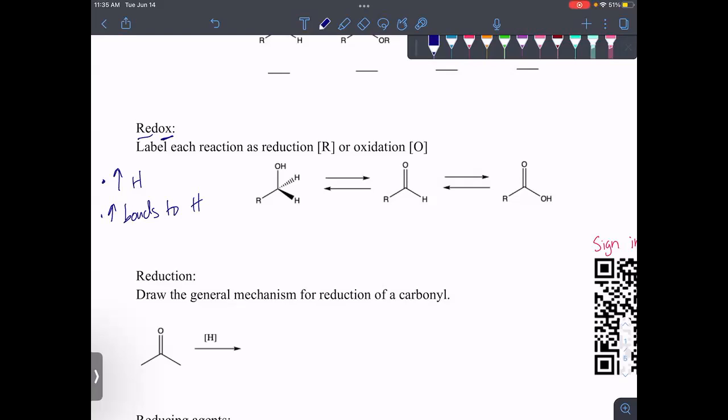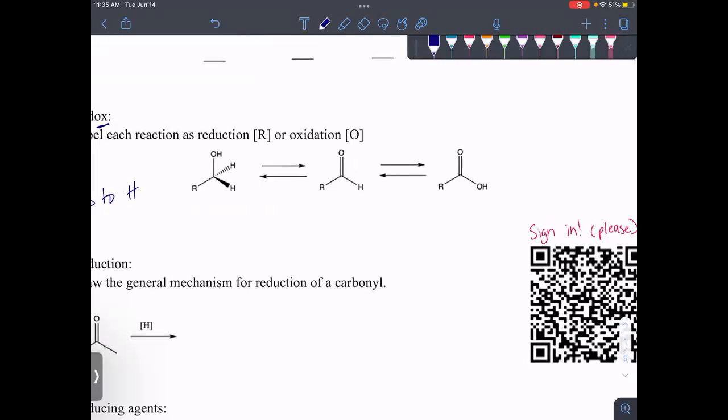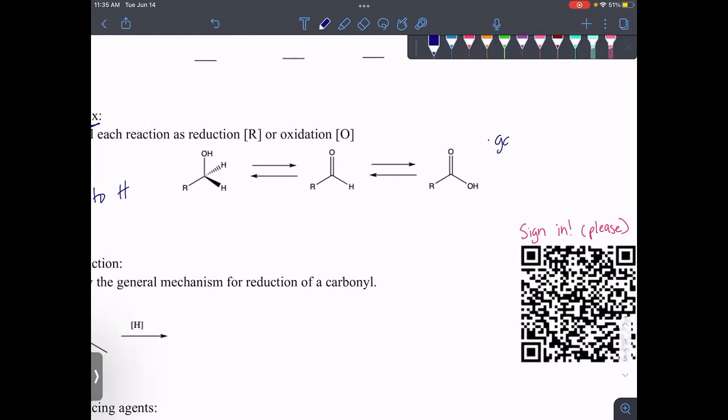And then knowing that oxidation is the exact opposite, what do you think happens in oxidation? You lose bonds to hydrogen and you gain bonds to oxygen. So you could be increasing the number of oxygens, but increasing bonds is more accurate because for oxidation, like going from an alcohol to a carbonyl, the number of oxygens is going to stay the same, but the number of bonds to oxygen goes from 1 to 2.